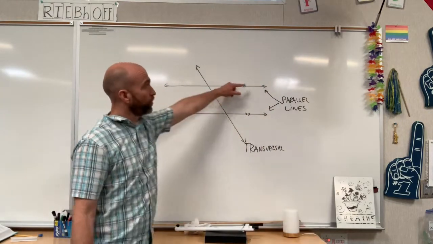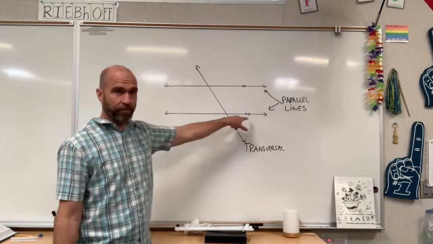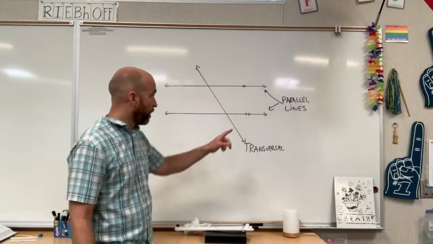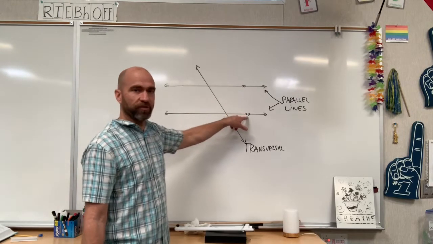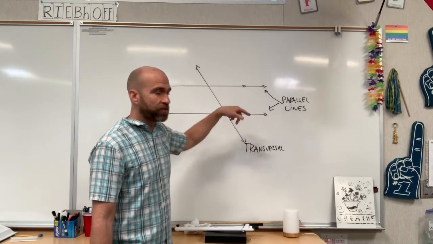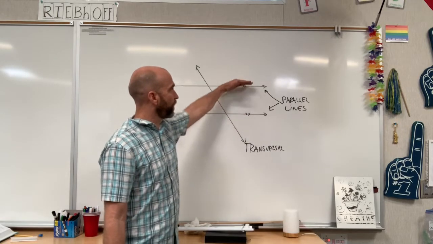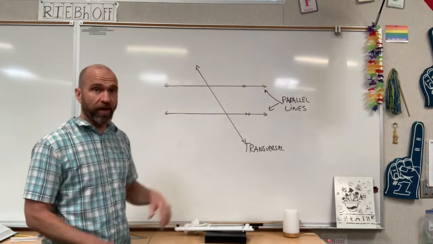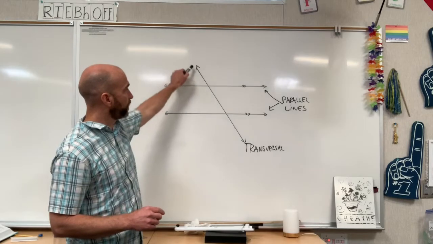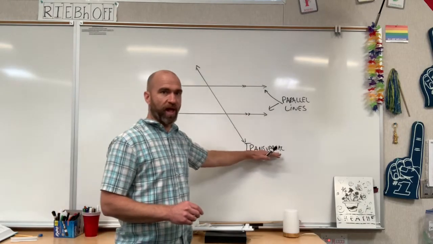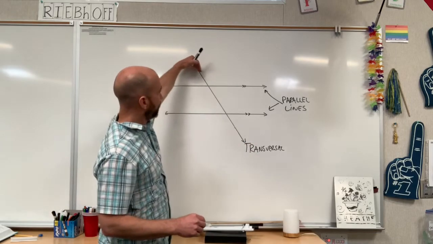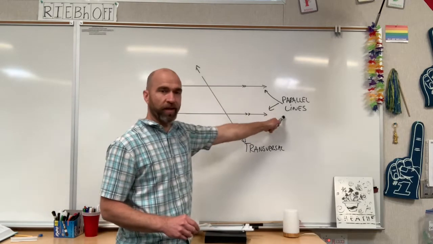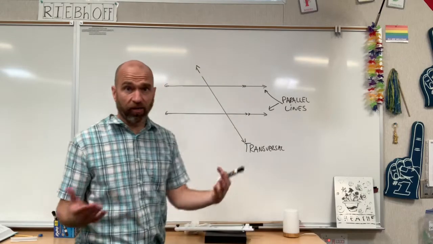What I have here are two parallel lines, okay? They're parallel number one because they look parallel, but I've also said that they're parallel with these two little arrows. These extra arrows on lines indicate that these are traveling parallel to each other. I have a third line here. This is called a transversal. It is a line that cuts through other lines, right? So this line is transverse to the parallel lines, which means it's cutting through.